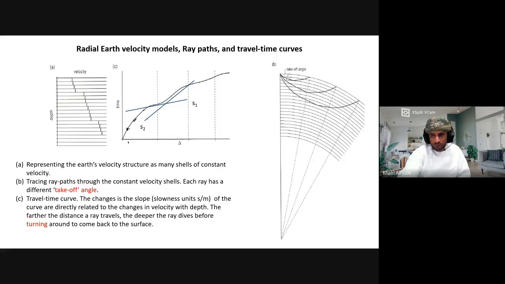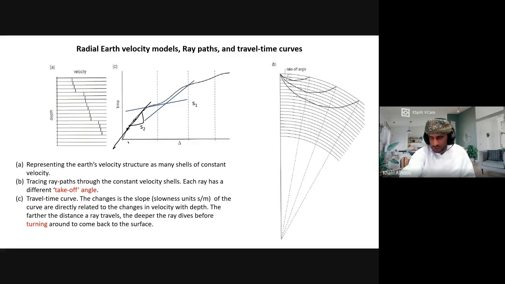If you want to measure the velocity of a certain layer, you need to draw a line. The reciprocal of this line's slope gives you the velocity. This is the distance and this is the time. The slope is the change in time over change in distance, but that's the opposite of velocity. So you need the reciprocal: change in distance over change in time gives you velocity.